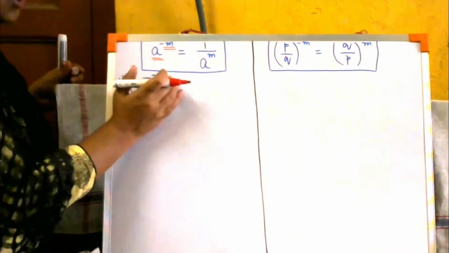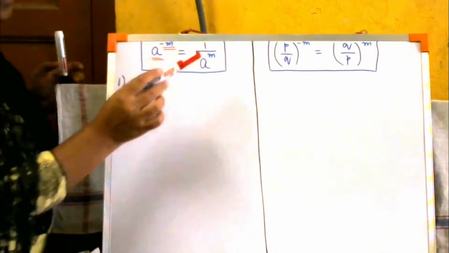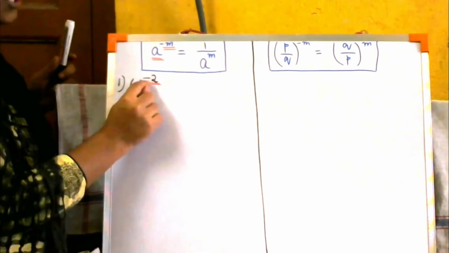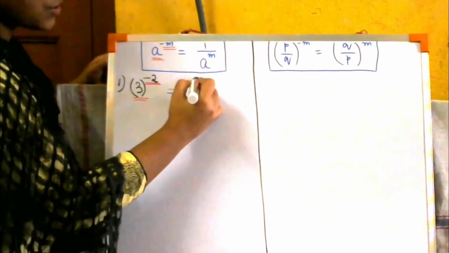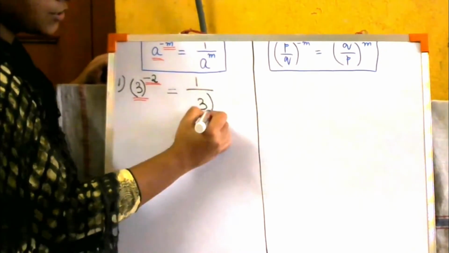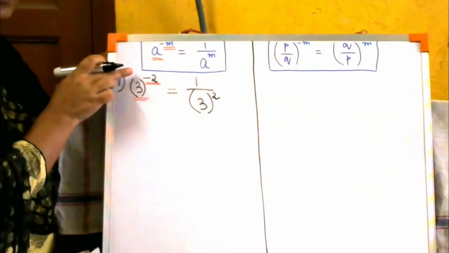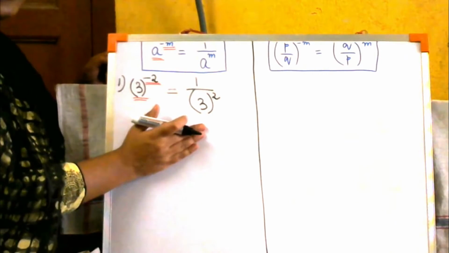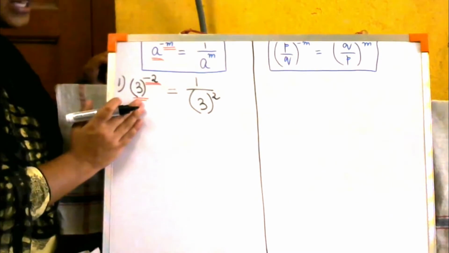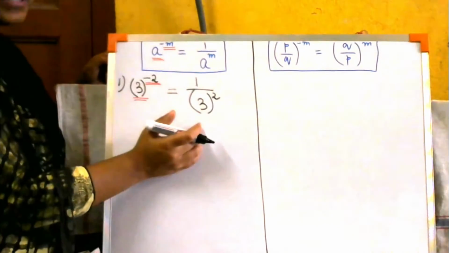Now how are you going to solve this sum? Can you see in the formula it is written 1 by a to the power m. We are just going to change the negative sign into a positive sign. How do we do it? So 1 by 3 to the power just 2. Have you seen how we have done it? Over here it was minus 2. Now we are changing the power into plus 2. So how are we doing it? We are just inverting the number. That is 1 by 3.